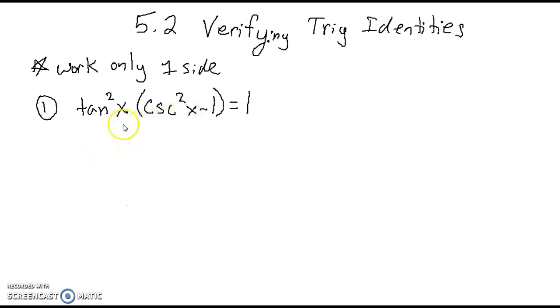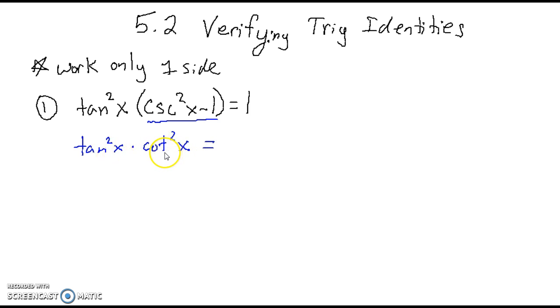All right, so I need to get the left side to equal 1. It's a lot easier to condense something than to expand another thing. So that's what I'm going to do. So the first thing I'm going to do is I'm going to condense the cosecant squared of x minus 1, using my Pythagorean identity. And I know that that equals cotangent squared x. I'll put a little equal sign.